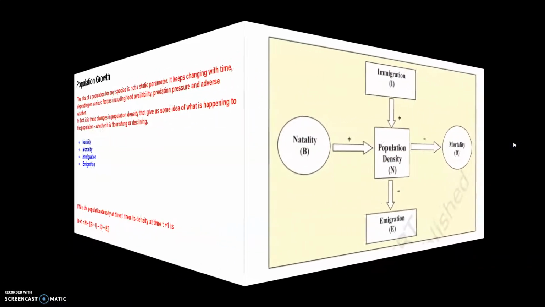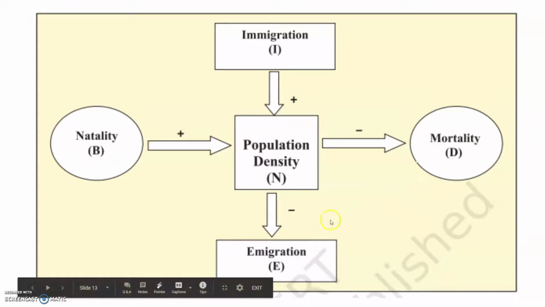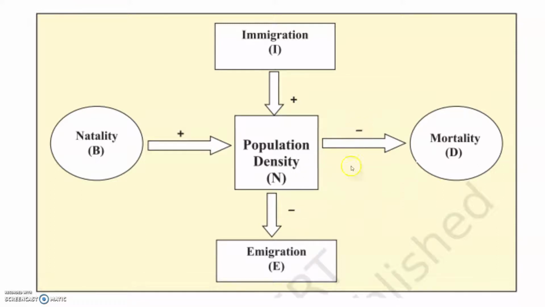Now from this equation we can see that the population density will increase if the number of births plus the number of immigrations, that is B plus I, is more than the number of deaths plus the number of emigrants, that is death and emigration. Otherwise, that results in a decrease.